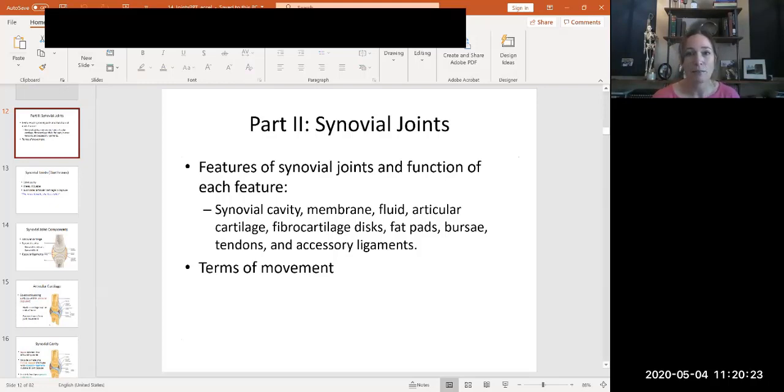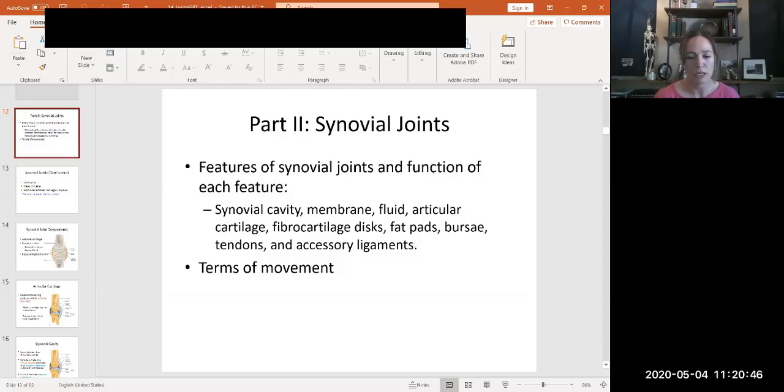There are fibrocartilage discs in some joints. There are fat pads and bursa in some joints. There are tendons, which is just connecting muscle to bone, that help stabilize these joints, but mostly the tendons are what's causing movement. Wherever the tendon, the muscle, is attaching onto a bone, that bone usually is the moving bone.